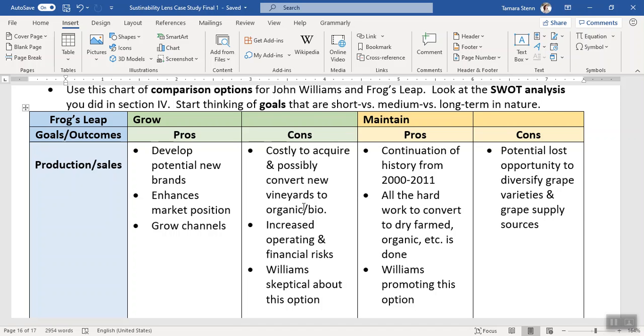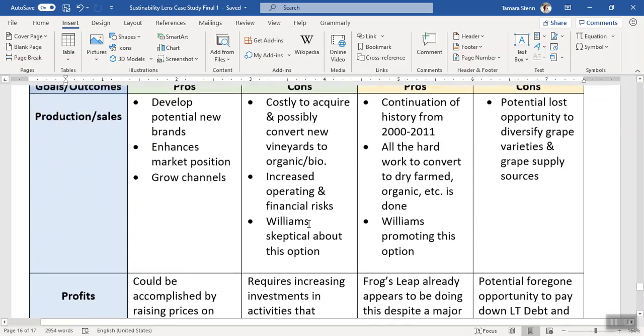And some of the cons is there's a potential lost opportunity to diversify grape varieties and grape supply sources, right? You kind of settled into this particular way of doing things. That could kind of backfire on you, especially when we're looking at the Vero and that competitive advantage. Are they really being competitive enough, or are they just kind of sitting back in their sustainability and patting themselves on the back? So there's a balance there, right? So we want to be aware of that.